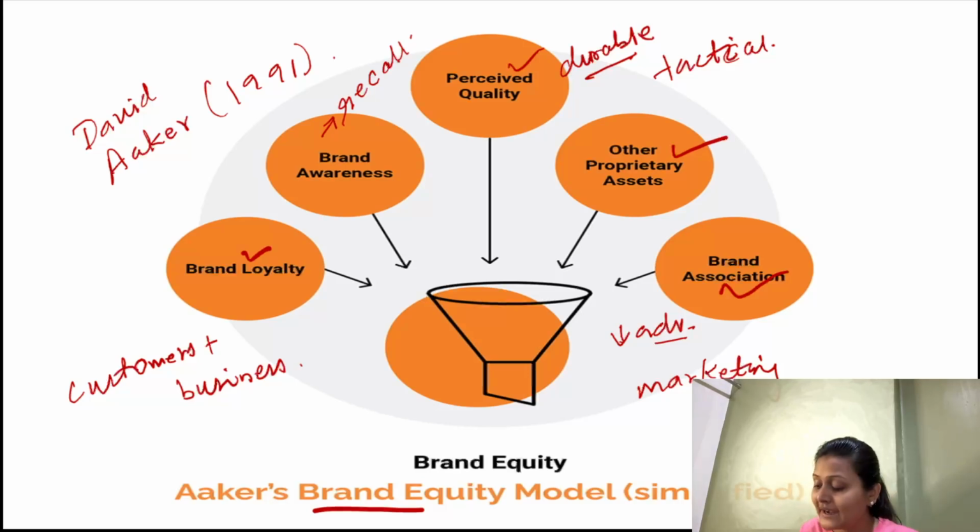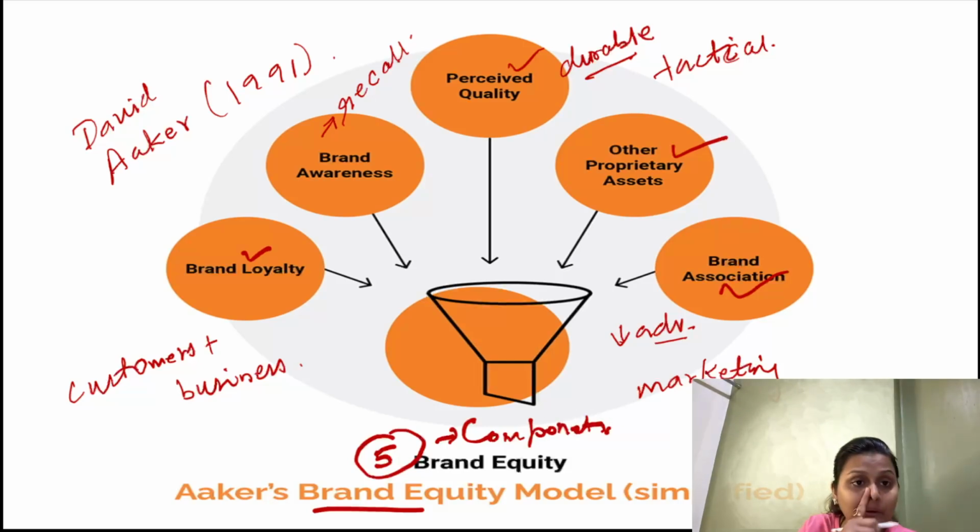So in the brand equity model, there are 5 key components. All these points are important: brand loyalty, brand awareness. An MCQ could be asked where one of the points is eliminated and we have to choose the right options, right? So all these are very much important.